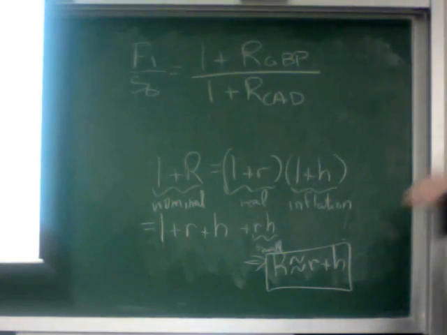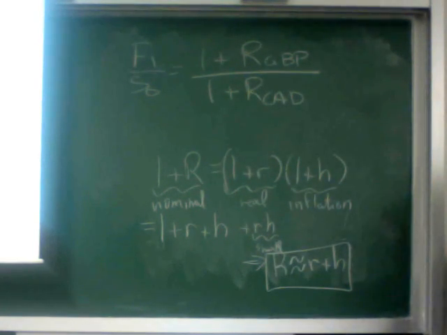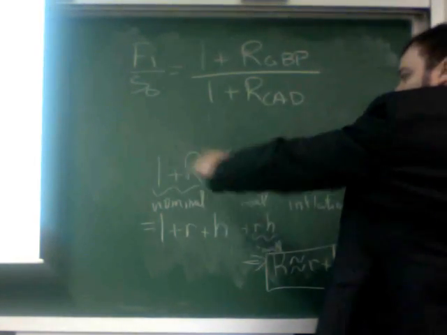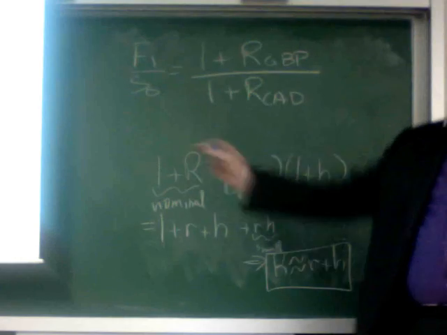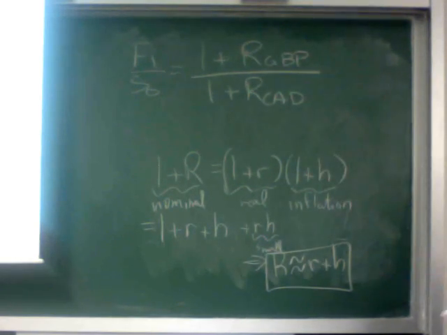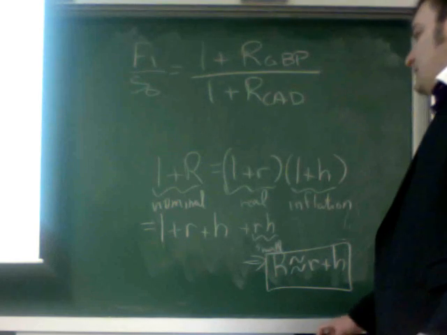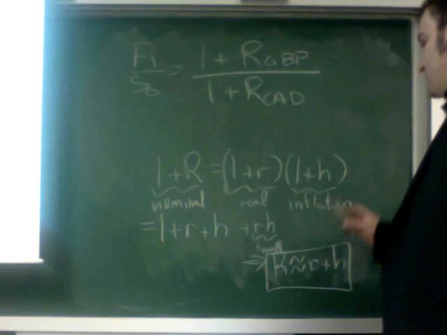But this is the additive relationship, but the correct relationship with rates is with multiplication. So that's why that's called the Fisher effect. We'll see a version of the Fisher effect in a second. This is just a reminder from chapter 7.